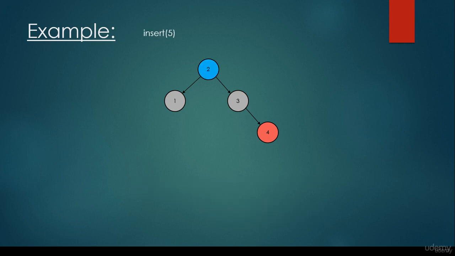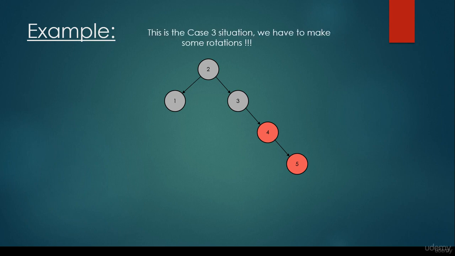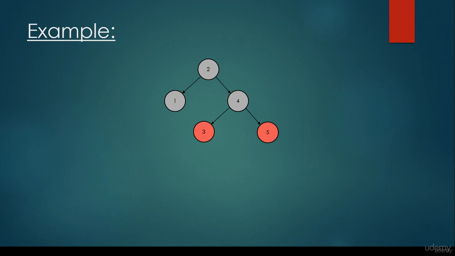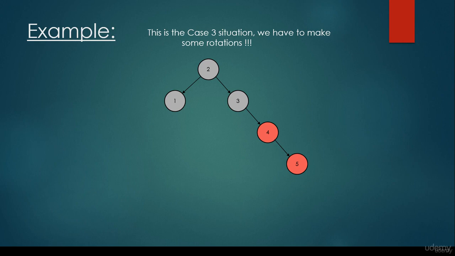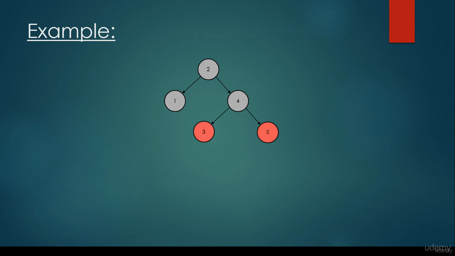Okay, what if I would like to insert 5? 5 is greater than the root node, so we go to the right. 5 is greater than 3, so we go to the right. 5 is greater than 4, so we insert 5 to be the right child of 4. And because it is a new node, we insert it with the color red. It's going to be the case 3 situation, so we have to make some rotations. We are going to rotate it, and we have to update the colors, as you can see, because the 4 is going to be the root node in this subtree, and instead of the color red, it's going to have the color black. So after the rotation and the recoloring phase, it's going to be a valid red-black tree again.